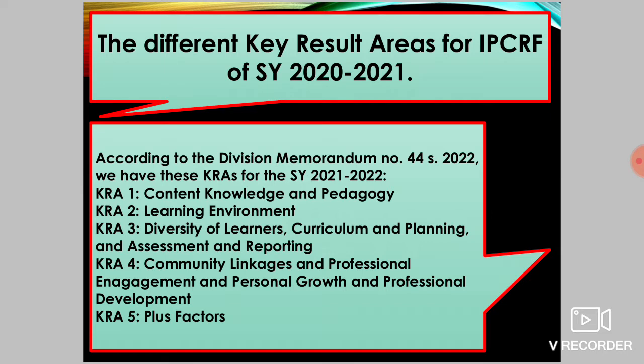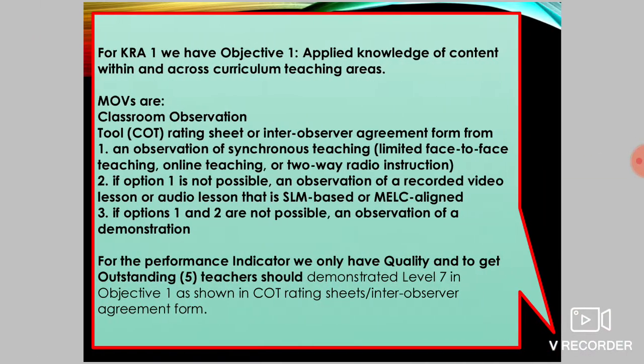We have the different key result areas for this school year, which is under Division Memorandum Number 44, Series of 2022. We have KRA 1 to 5 with 7 domains. For KRA 1, we have Content Knowledge and Pedagogy. KRA 2, Learning Environment. KRA 3, Diversity of Learners, Curriculum and Planning, and Assessment and Reporting. For KRA 4, Community Linkages and Professional Engagement and Personal Growth and Professional Development. And for 5, we have plus factors.